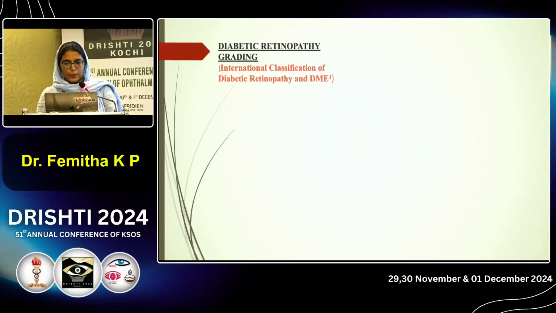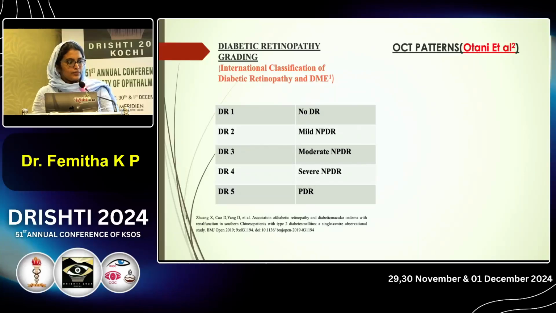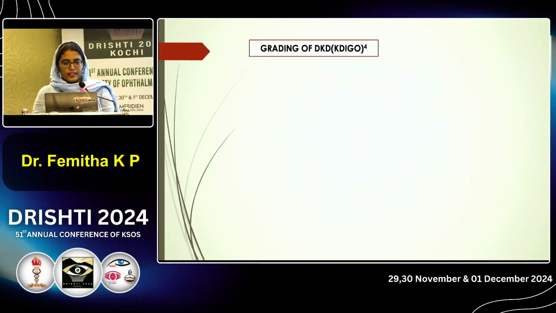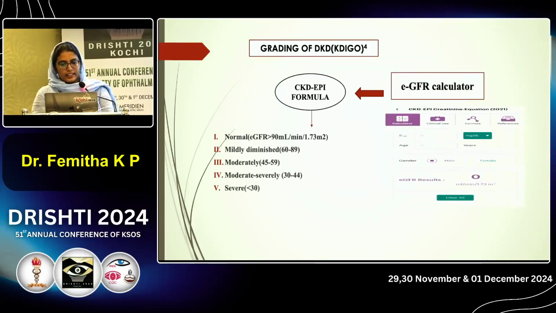Diabetic retinopathy was graded into 5 groups by the International Classification of Diabetic Retinopathy, and DME. Then OCT was classified into 5 groups, that is diffuse, cystoid, serous, vitreomacular traction and mixed type. The grading of DKD was done by the CKD-EPI formula, which uses an eGFR calculator, which requires serum creatinine, age and gender of the patient.